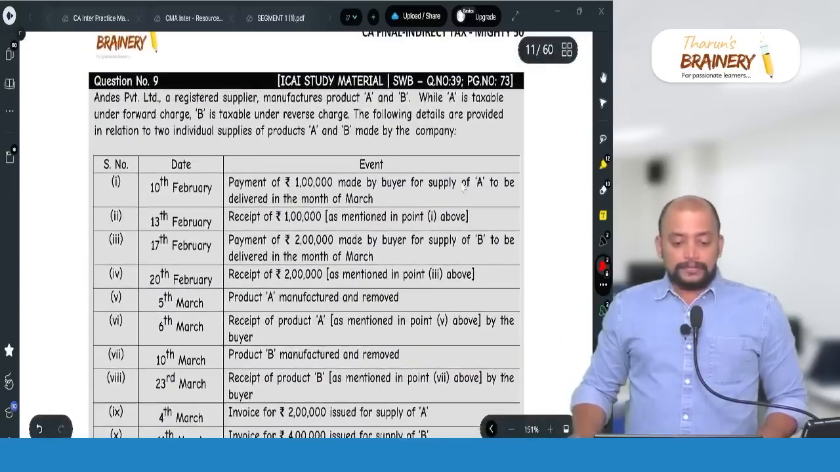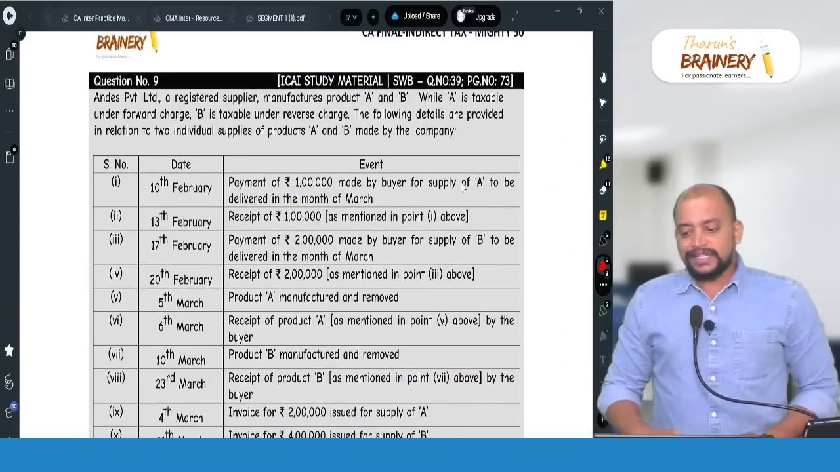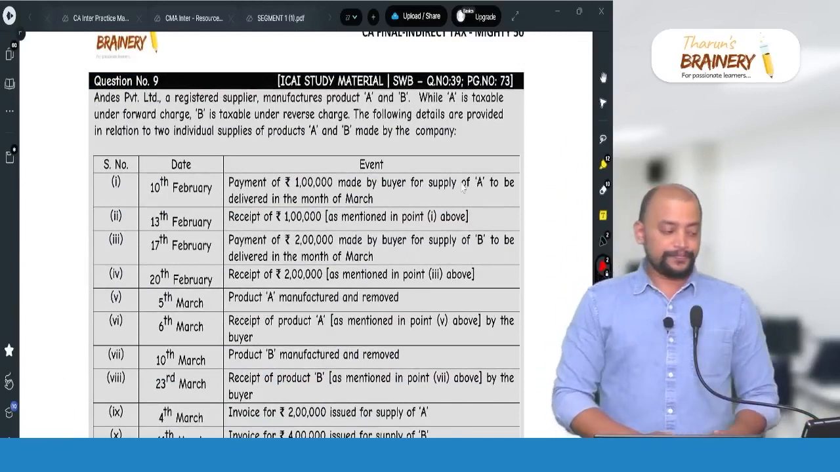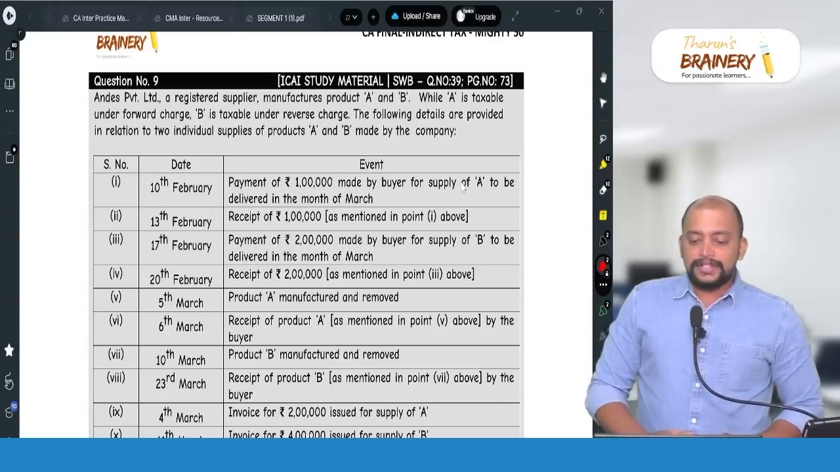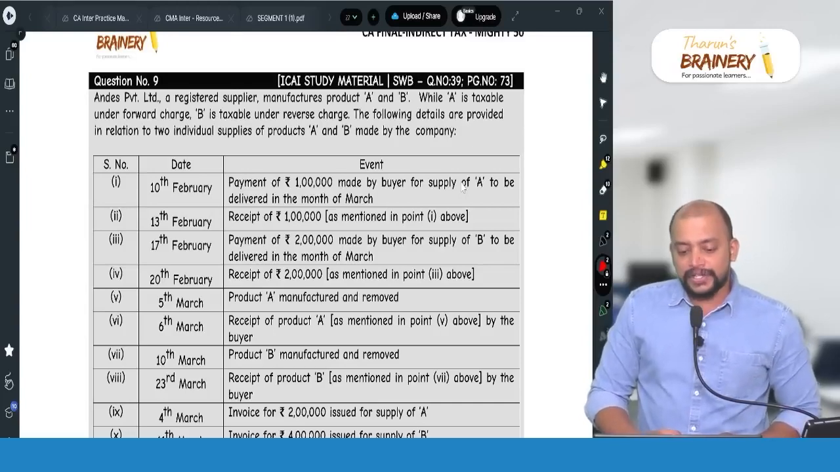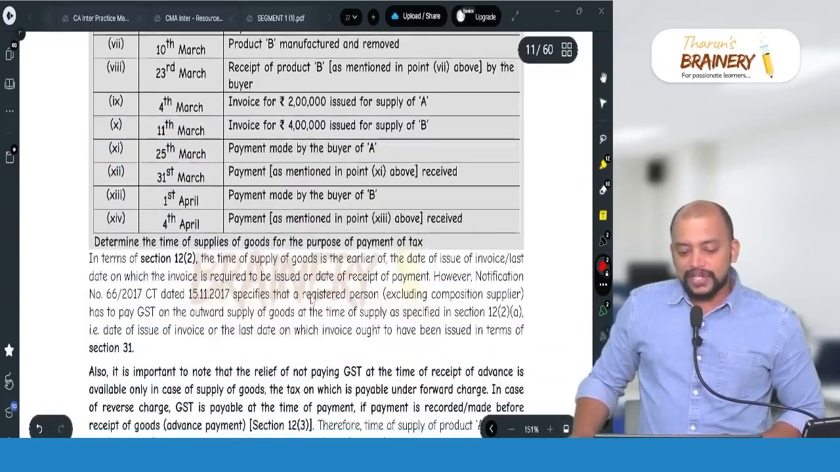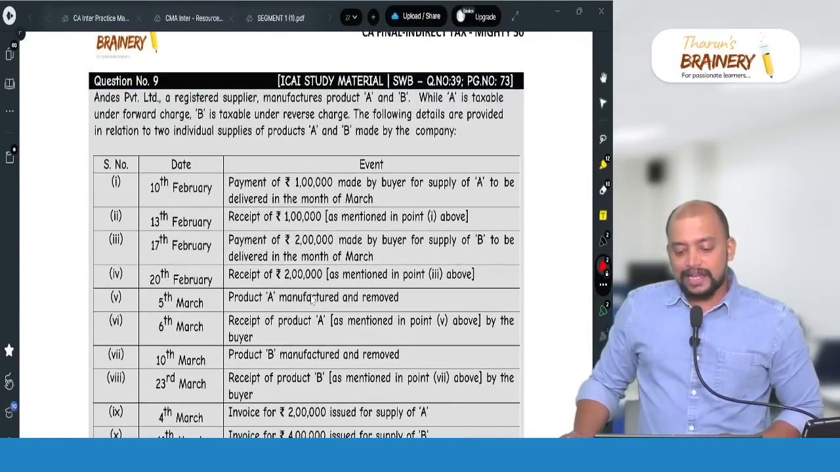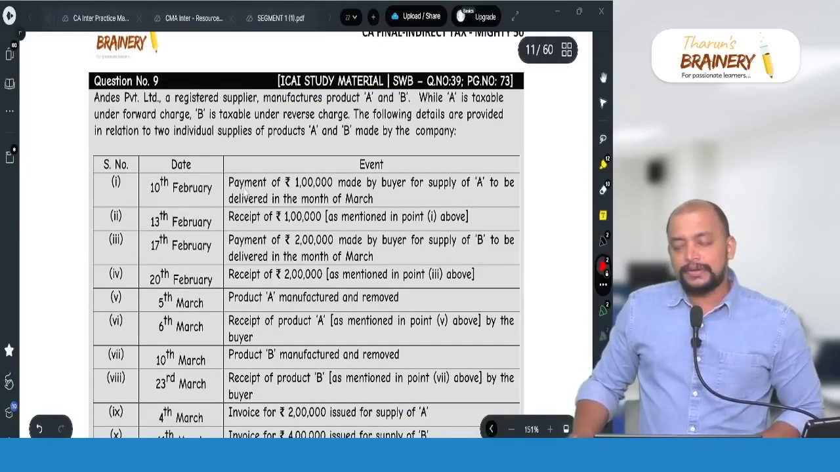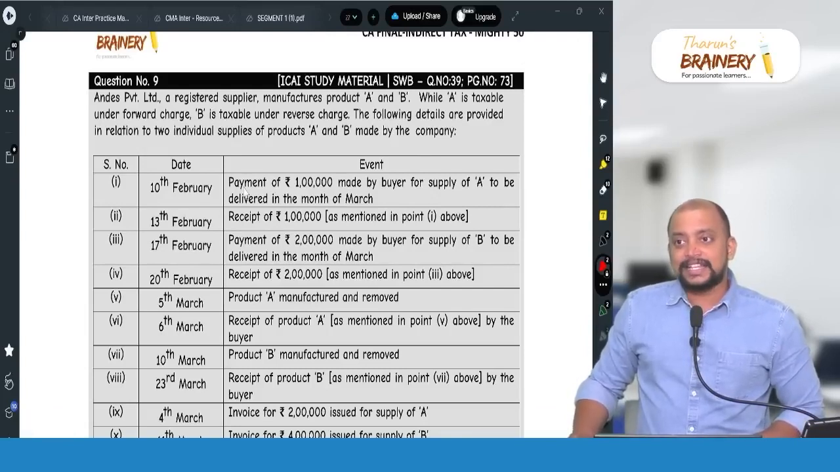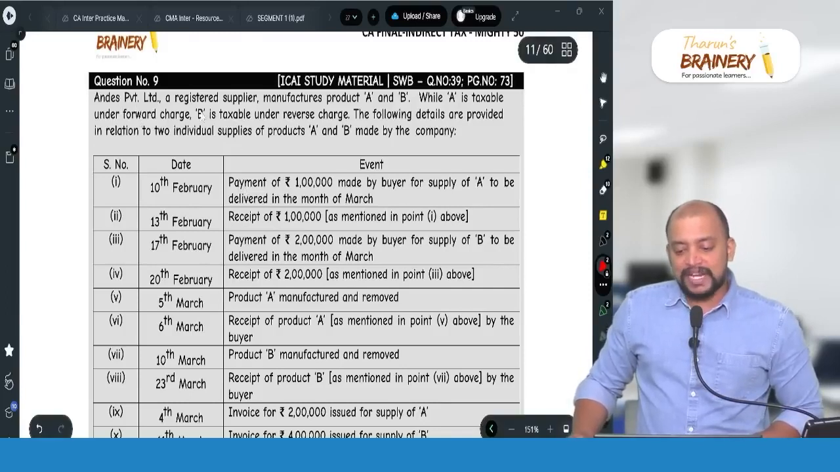Then question number 9, which is in page number 73. So this is ICAI study material question, and by seeing this question itself, you feel like a lot of data is given. But it's a very, very simple question. Data is only big. So sometimes we should not see the data. Rather, we should stick on to the provision. Now, first look into the paragraph. First paragraph, you will understand what is that you need to determine.